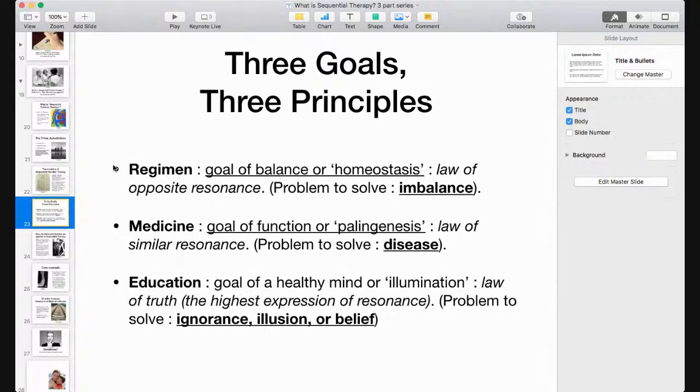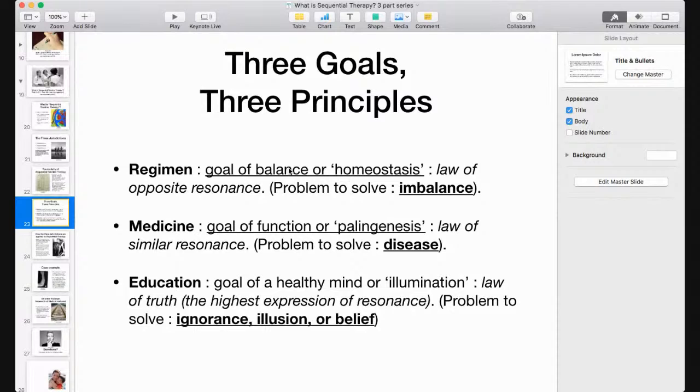So again, a quick review from past videos. We have the three jurisdictions, and to give that a little more of a clinical definition, the first jurisdiction of regimen has the goal of balance or homeostasis, and that's where we're using the law of opposite resonance, where the problem to be solved is an imbalance. Of course, we want to bring someone back into a state of proper balance.